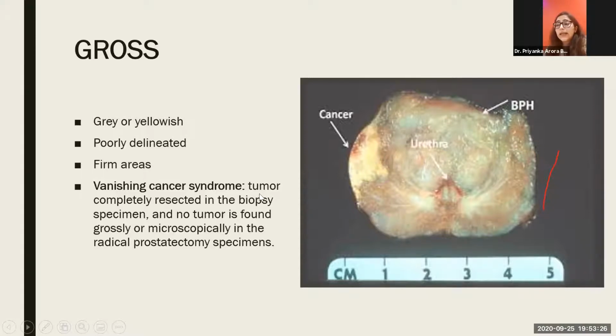from the surrounding gland. Now, there is something called vanishing cancer syndrome. If very little of this tumor was present, and the entire tumor has been resected during the biopsy, then when it comes positive on biopsy and you do a resection of the prostate, you do not find any carcinoma because the entire carcinoma has already been taken out in the biopsy. That is what we call vanishing cancer syndrome.